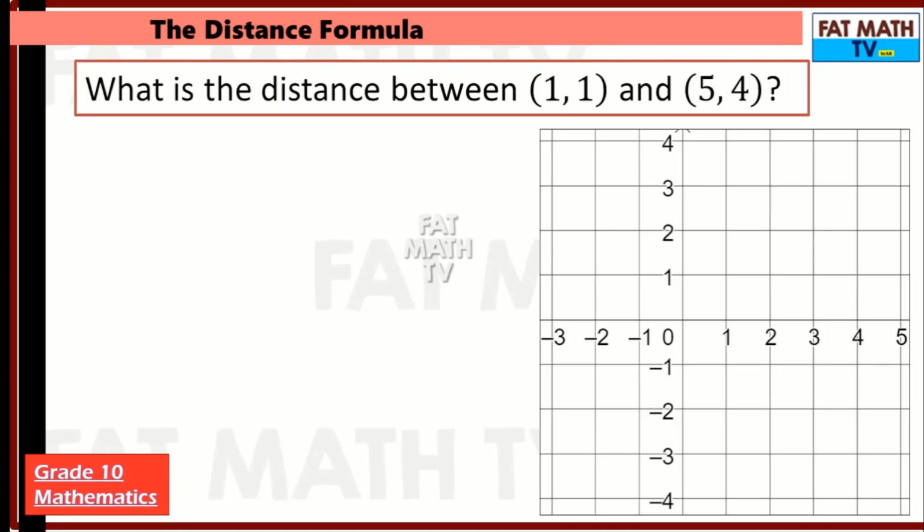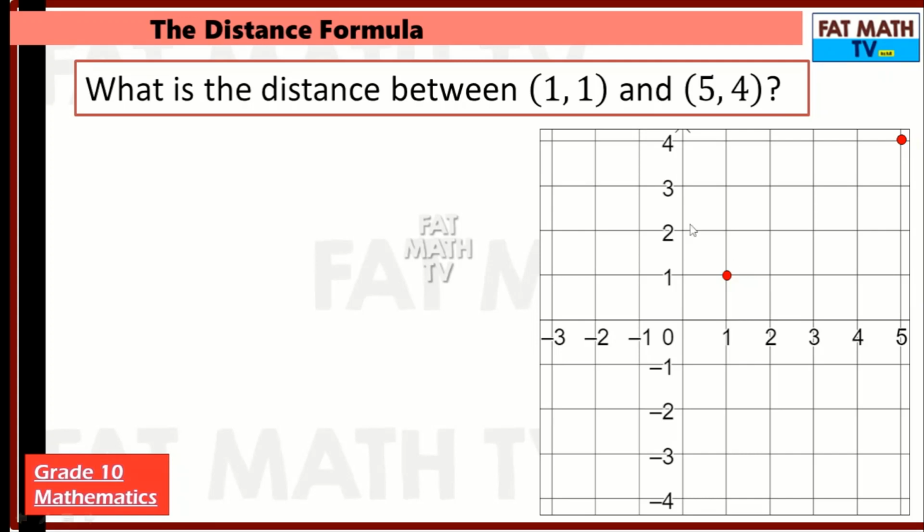Okay, how about this one? What is the distance between (1, 1) and (5, 4)? Where is (1, 1)? It is in the first quadrant, and (5, 4) is also in the first quadrant. As you can see, they are no longer horizontally aligned or vertically aligned. So, what do we do if we have this kind of example?